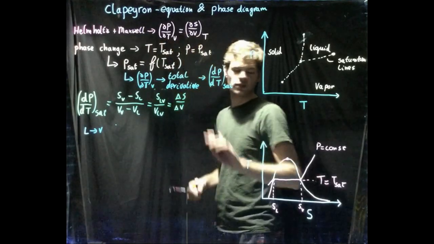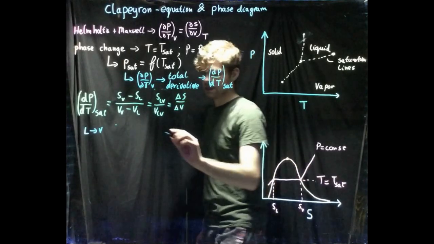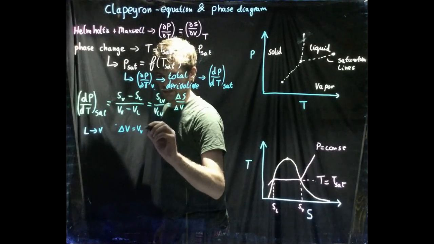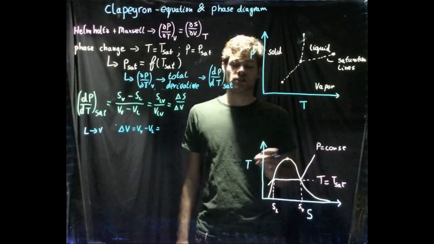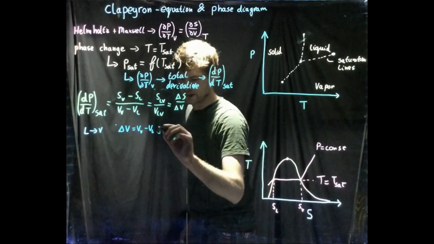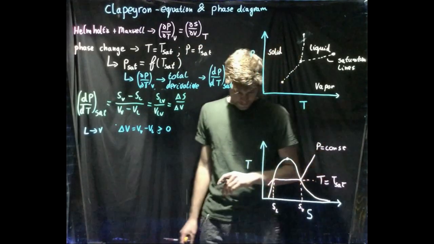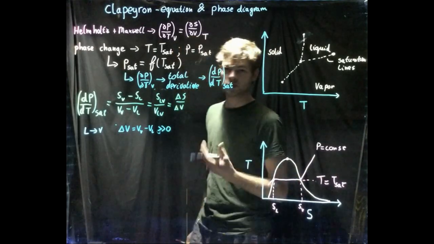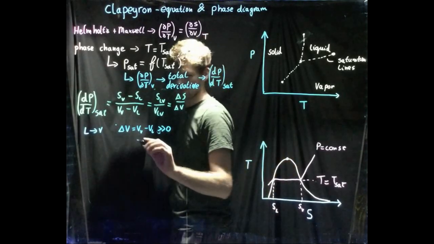If you go from a liquid to a vapor, we know that the delta V is equal to the V vapor minus V liquid. And of course, the specific volume of a vapor is way larger than the specific volume of a liquid. So this will be larger than 0. It will increase. Actually, it will increase a lot. So we know that this is really large.